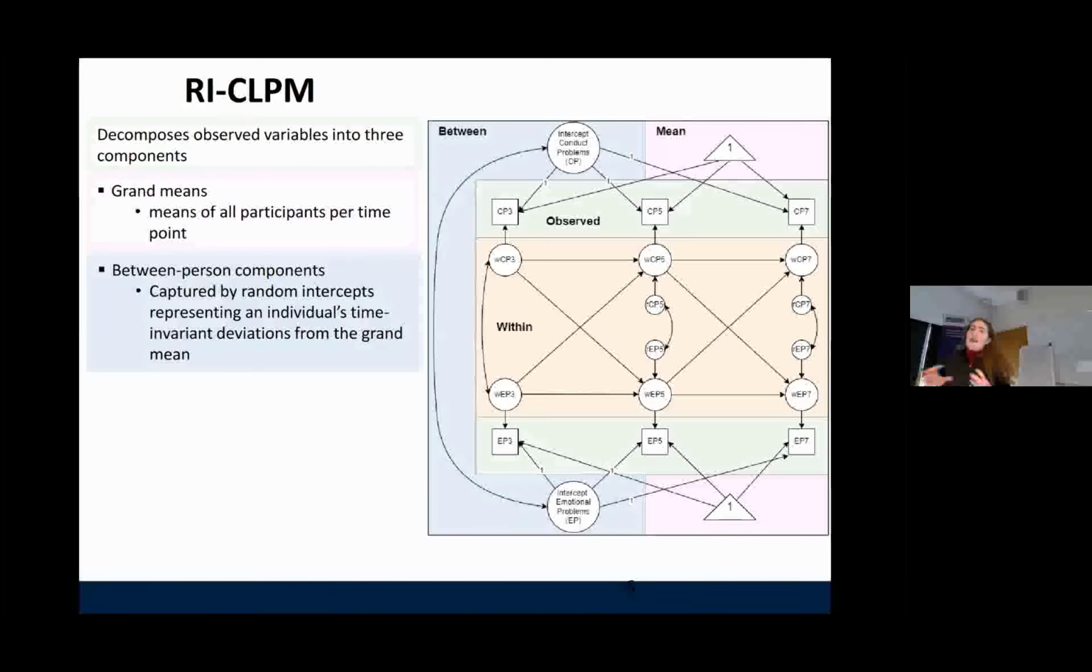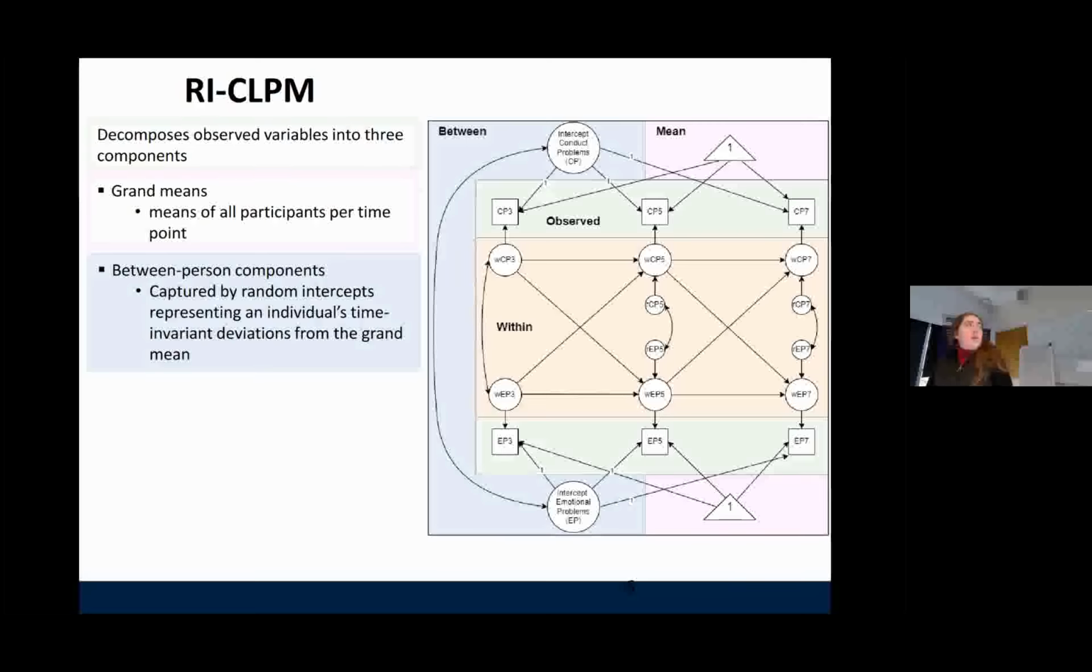But then we've also got the between person component, which is really the part of the model that extracts that information that is varying because of differences between people and accounts for all kinds of stable effects, which also makes it really useful when it comes to controlling for stable covariates that we may not be able to measure in our data set. Like, for example, it controls for ethnicity or stable aspects of the family environment, for stable genetic predispositions. And it does that by using random intercepts, which represent an individual's time-invariant deviations from those grand means, so those means of all participants per time point.